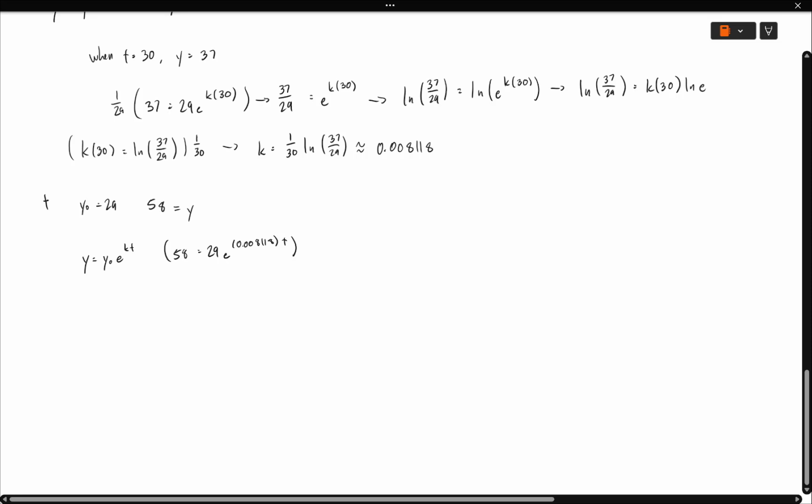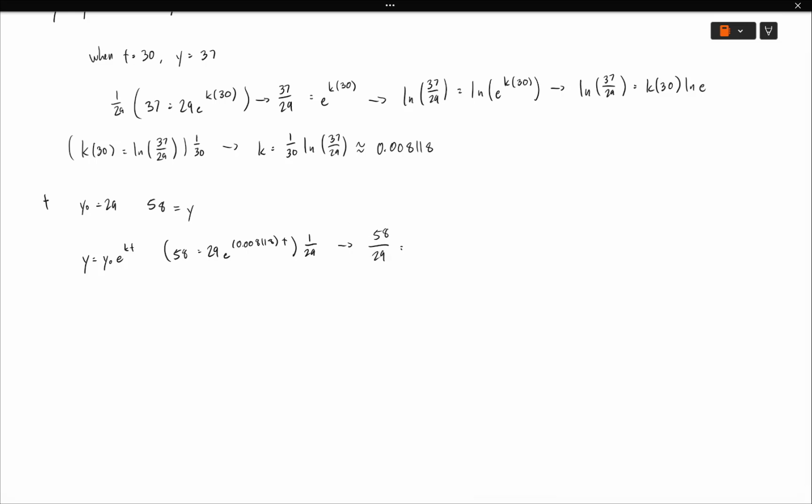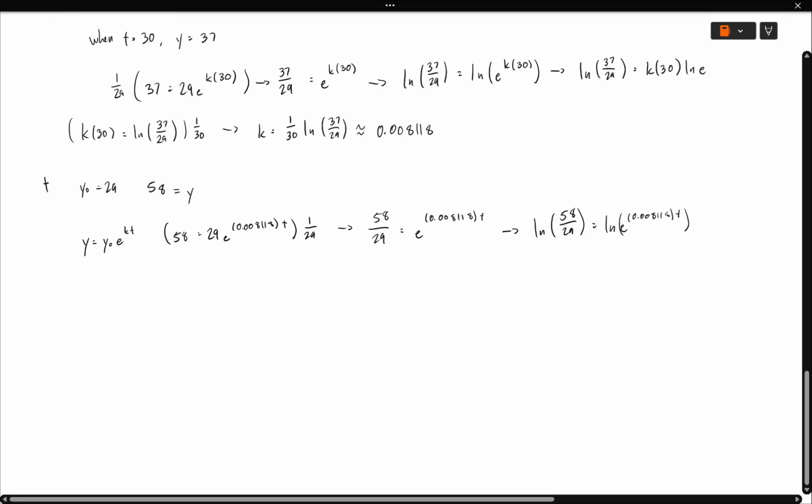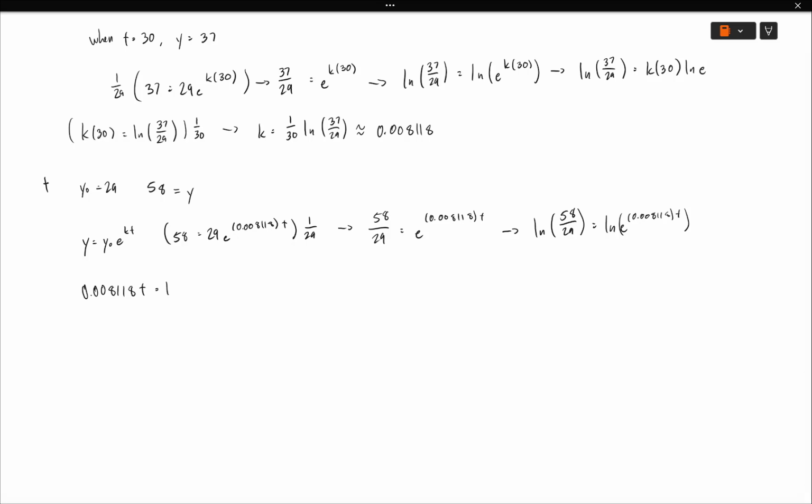Okay, we're going to divide both sides by 29 again. We're going to get 58 over 29 equals e to the 0.008118 t. And we're going to take the natural log of both sides again. ln 58 over 29 equals ln e to the 0.008118 t. And then we're going to skip a few steps because we did the same thing as before, but we're just going to go straight to 0.008118 t equals ln 58 over 29.